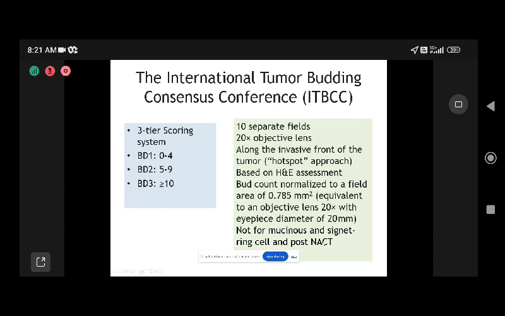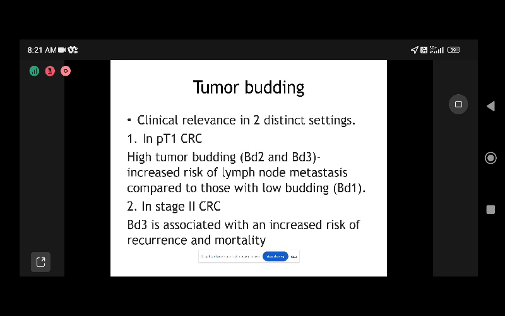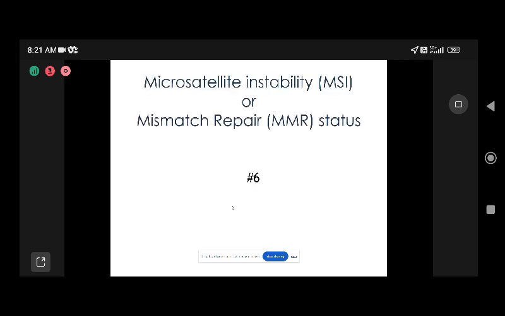For mucinous and signet ring cells, which as such have single cells, tumor budding is not done. Even for post-neoadjuvant therapy specimens, where you may have a fragmented tumor, a tumor budding score is not provided. The clinical relevance is in early cancer, in pT1 colorectal cancer. High tumor budding indicates an increased risk of lymph nodal metastasis, and in stage 2 it is associated with increased risk of recurrence and mortality. So tumor budding is also an important factor that you will now see in your reports.